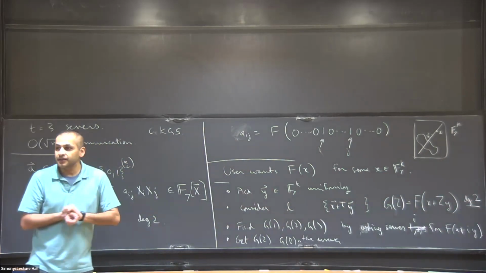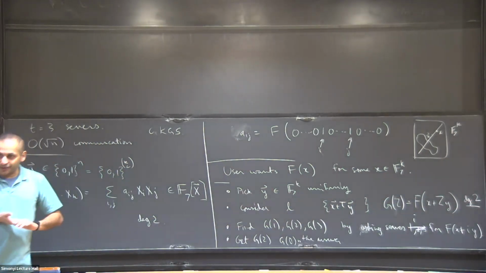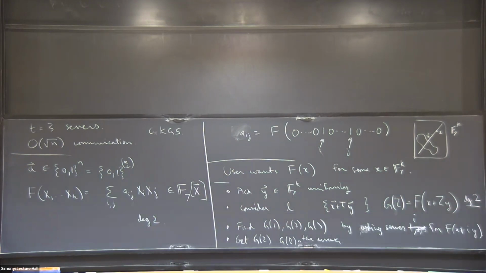So it's important here that the servers can't talk to each other. It is very important that the servers cannot talk to each other. If they completely talk to each other, then it's as though it's one server. And then with one server, you cannot do with less than n communication.